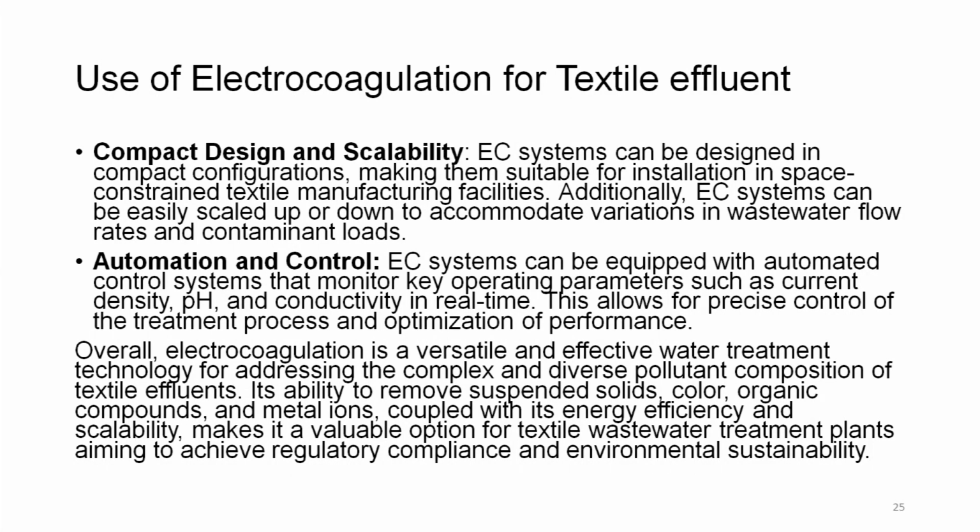Automation and control. EC systems can be equipped with automated control systems that monitor key operating parameters such as current density, pH and conductivity in real time. This allows for precise control of the treatment process and optimization of performance.